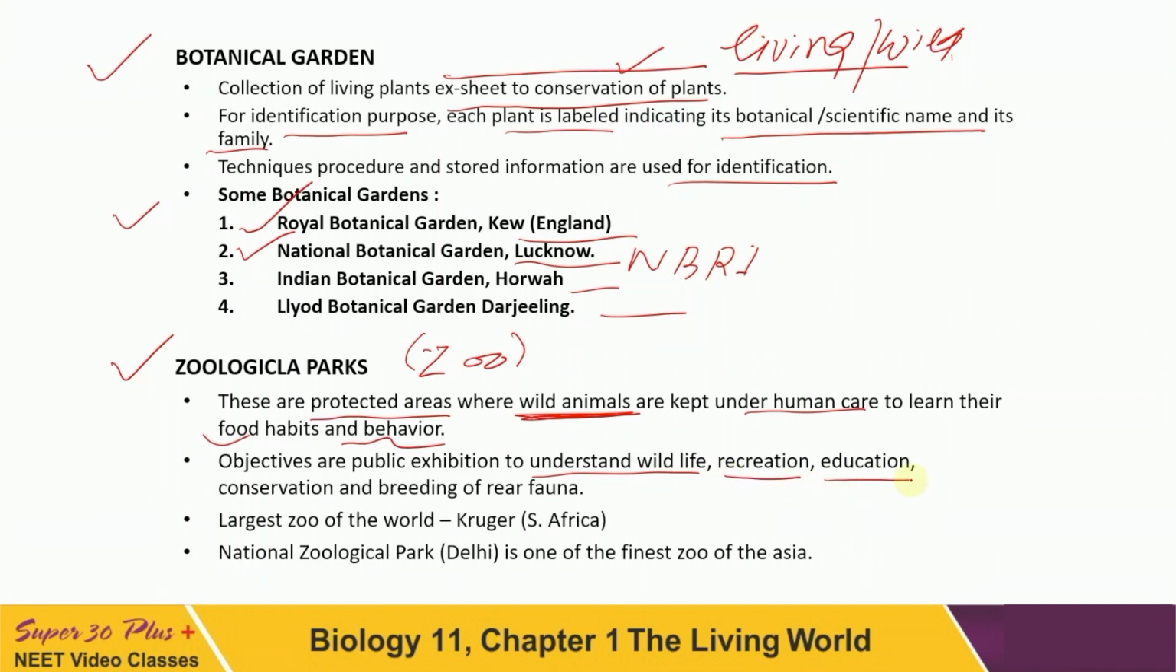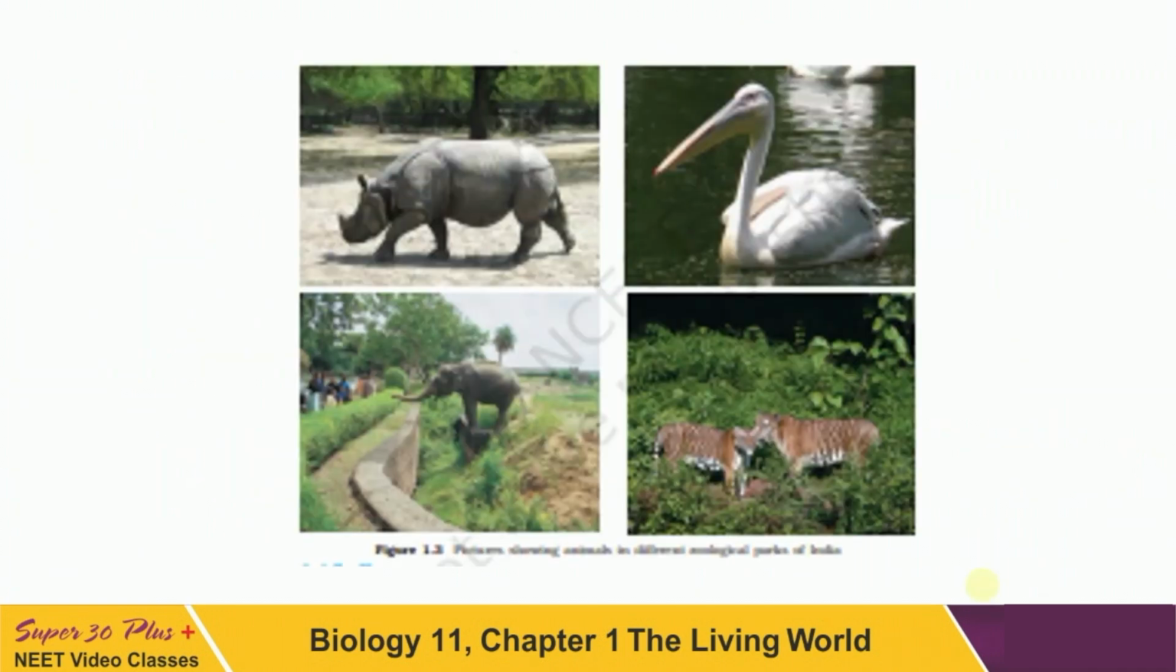Seeing the animals in a zoo, you can differentiate which one is a lion, which one is a tiger, and which one is a leopard. So the education purpose is also there. The largest zoo of the world is Kruger, South Africa. One of the important purposes is that some rare animals do not breed in nature. Their breeding program is done in zoos. These are some of the beautiful zoo figures we have. You can go through them, and you have actually seen such types of zoos and such types of animals.